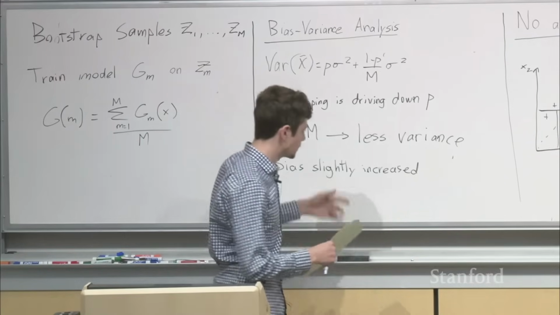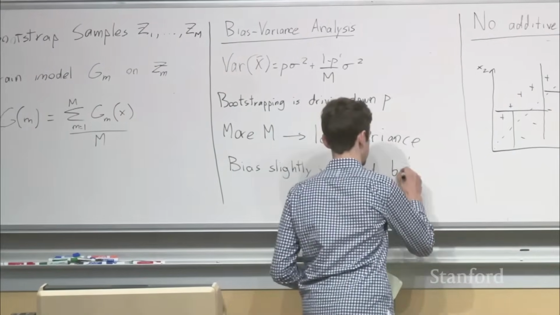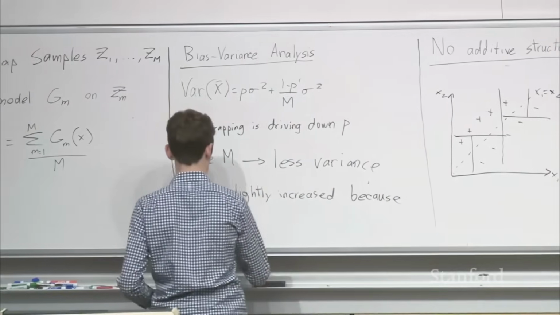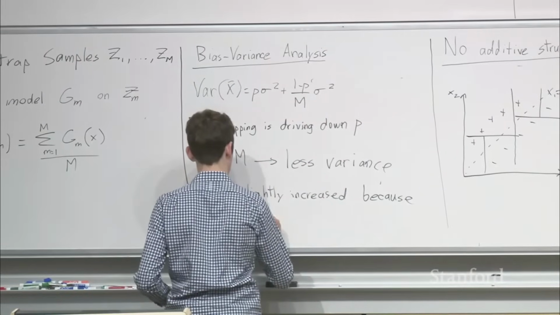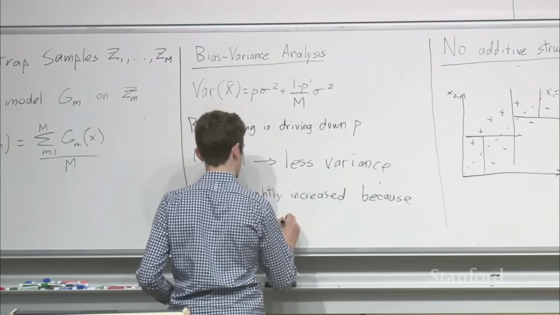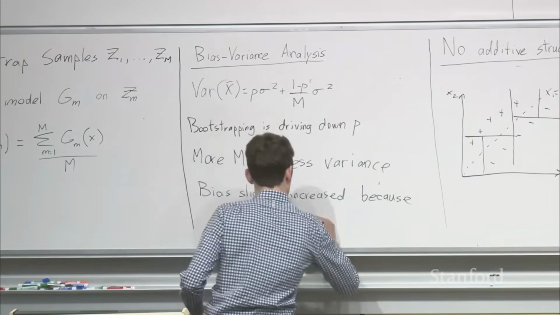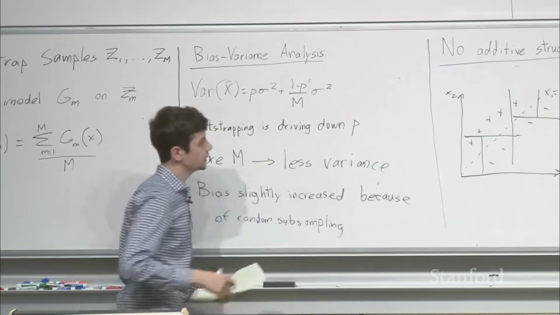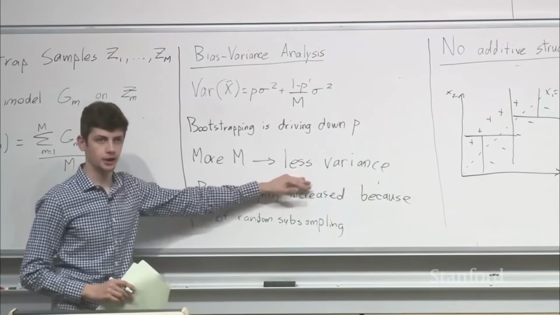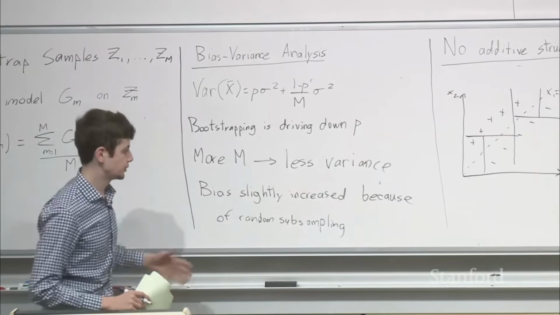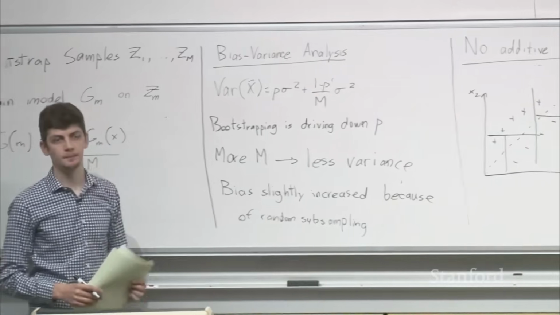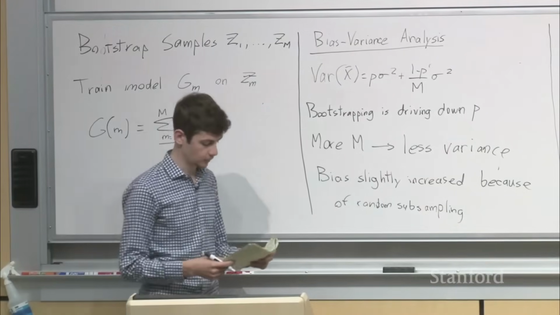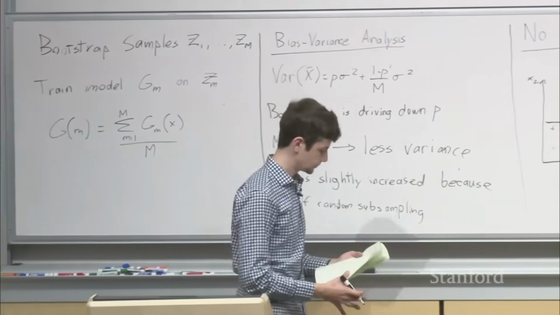Okay, so yeah, your bias is slightly increased because of random subsampling. But generally, the decrease in variance that you get from doing this is much larger than the slight increase in bias you get from doing this randomized subsampling. So in a lot of cases, bagging is quite nice. Okay?